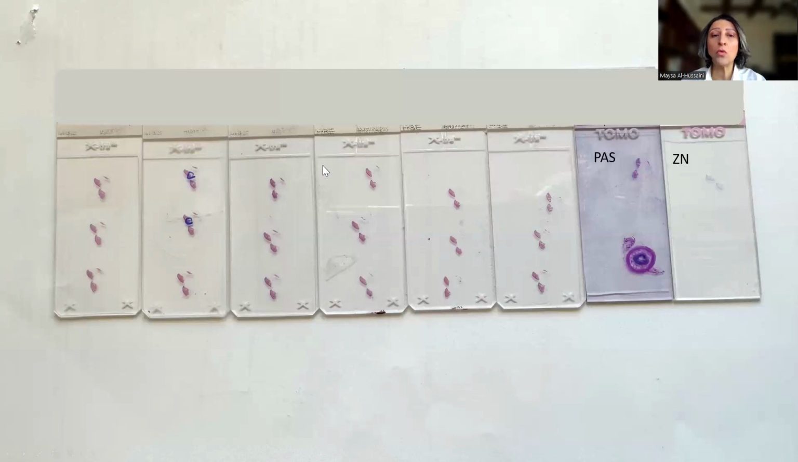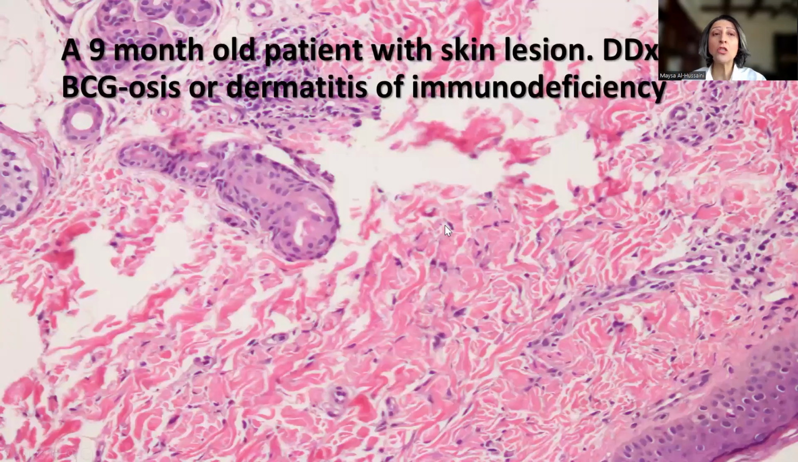And this is why I'm going to share with you this very interesting case for which we did 18 levels and then 2 extra levels for special stains, PAS and ZN. So in total, we examined 20 levels and we came up with the answer. This is a 9-month-old patient who presented with a skin rash following BCG vaccination. The differential diagnosis is BCG-osis or dermatitis of immunodeficiency.